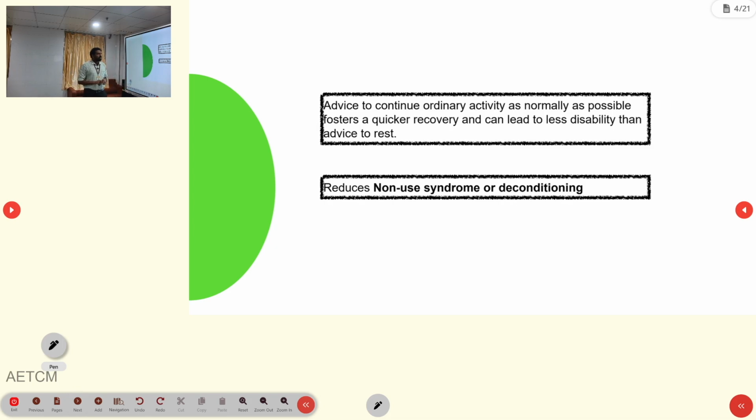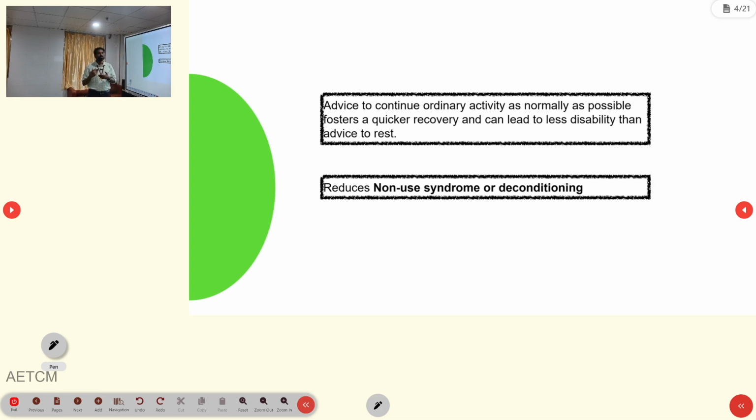And the advice is to continue ordinary activity as early as possible for quick recovery, rather than to ask the patient to take bed rest. Like sir said, if the patient wants rest, they can take rest, but we should not enforce rest for this patient. So the term that we use is relative rest.